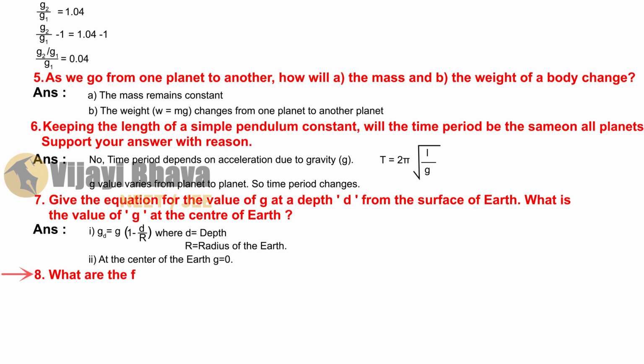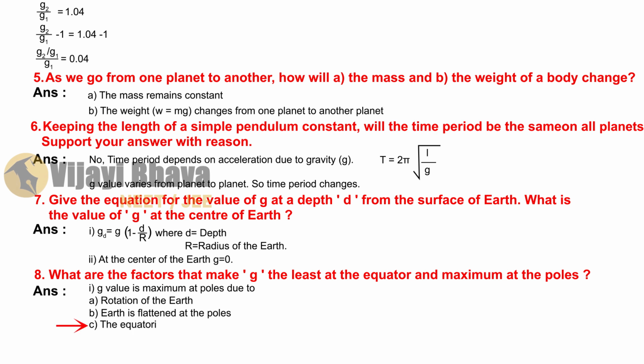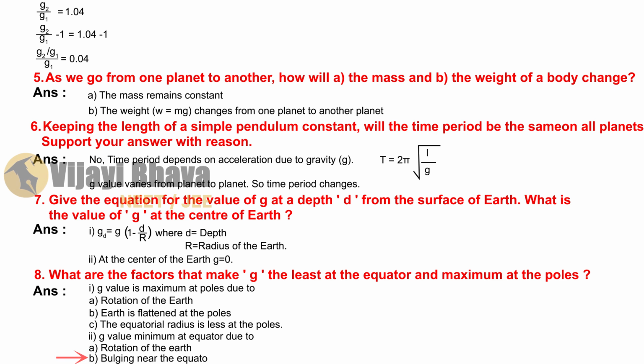What are the factors that make g the least at the equator and maximum at the poles? The answer is, the value of acceleration due to gravity g is maximum at poles due to rotation of Earth. Earth is flattened at the poles. The equatorial radius is more than the polar radius. The value of acceleration due to gravity g will be minimum at the equator due to rotation of the Earth and bulging near the equator.